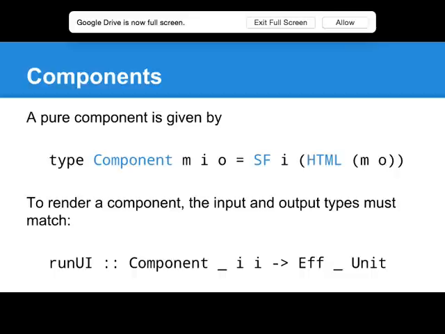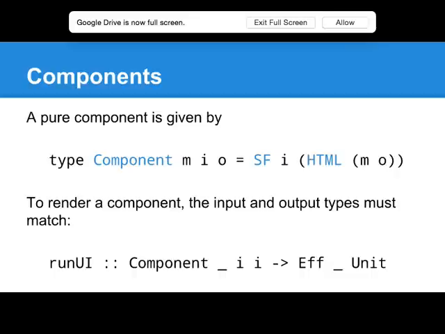So a pure component is given by three type arguments. We have n, which is a monad, inputs and outputs, and it's going to be a signal function, so it's a black box that takes inputs to HTML descriptions. And before we were embedding events and inputs in here, now I'm going to embed monadic computations of outputs. So in practice, this is going to be the Aff monad that John was talking about, which basically allows us to retrieve our inputs, the next input, using things like ajax.